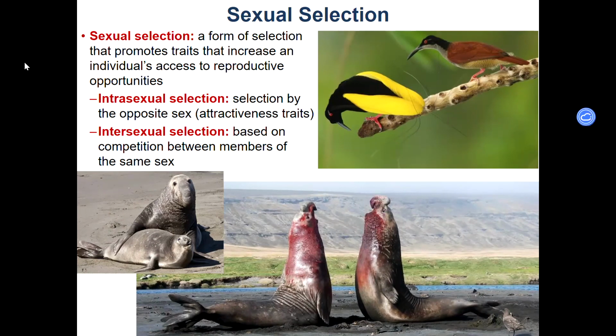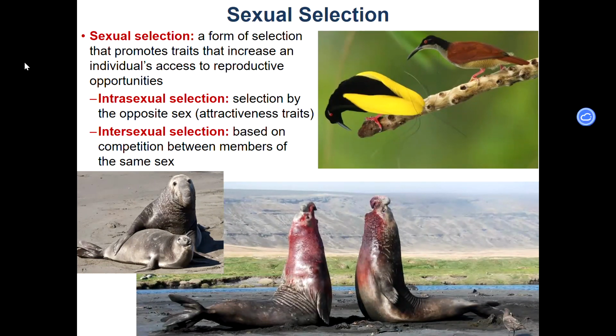Yes, this is intrasexual selection. Intrasexual selection is based on competition between members of the same sex. So here we have elephant seals. These are the males. They have this funky nose. That's why they're called elephant seals. These are the females. They don't have that weird funky nose.